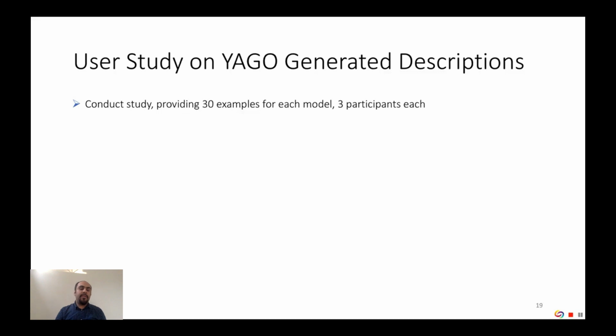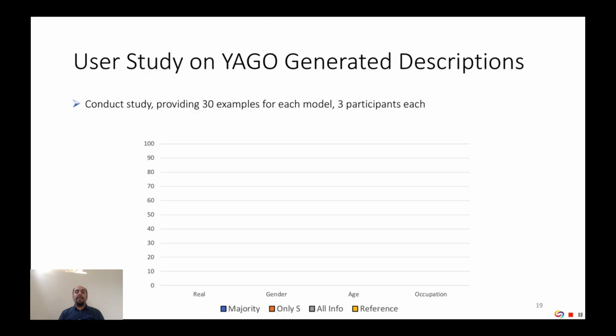So here we see our user study on generated descriptions. We provide 30 examples for each model and ask each question from 3 participants. Here we see our 4 models. We have majority of the data, we have generated descriptions using only relational links, we have generated descriptions using all of the information, and the last one is the reference description.